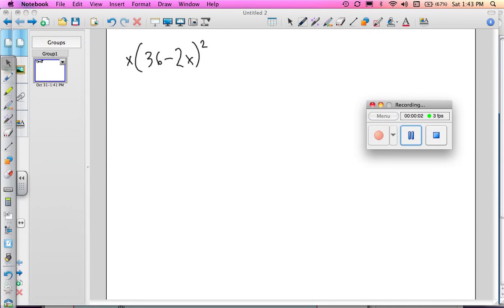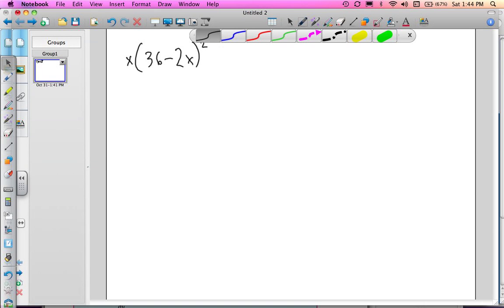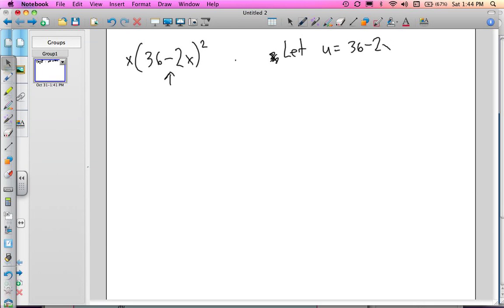With this problem, what you would do is use a combination of the chain rule and the product rule, which is what you mentioned already. So first, I would change this into a separate function. We let u equal 36 minus 2x. Okay, and so then we end up with x times u squared.